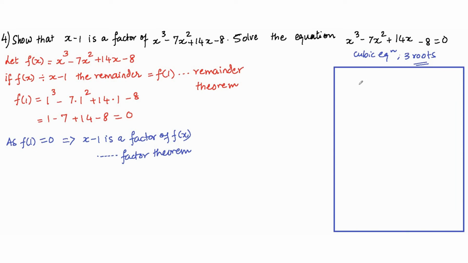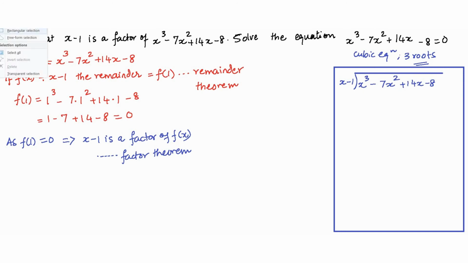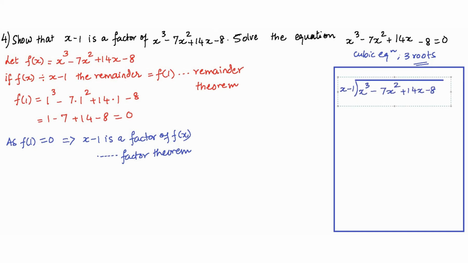So let's take x cube minus 7x square plus 14x minus 8, and let us now divide it by x minus 1, right? So now let's write the quotient. So I have x into x square. Let me slightly shift this downwards so that I gain more space. Yeah. So now x into x square gives me x cube, and minus 1 into x square is minus x square.